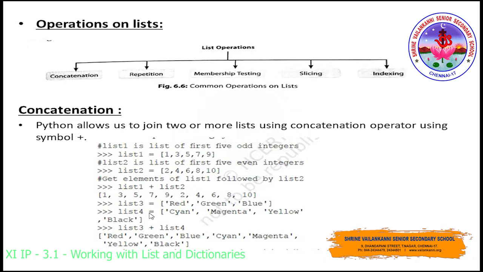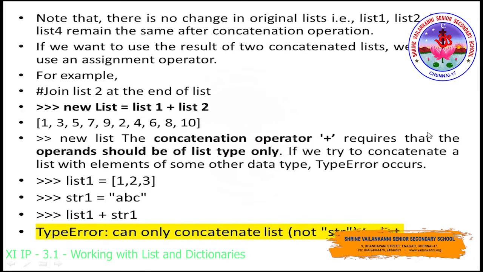And similarly, look at the next example, list3 and list4. Here they have given some colors as a string data type. And the same thing they are doing here. List3 plus list4, if you do, what will happen? Everything will be joined together and it will be displayed as a single list. Followed by that, let us see the other examples based on the concatenation.